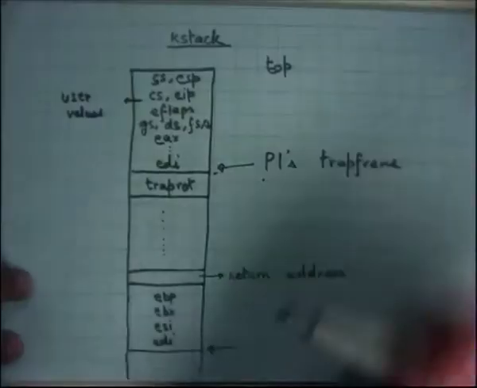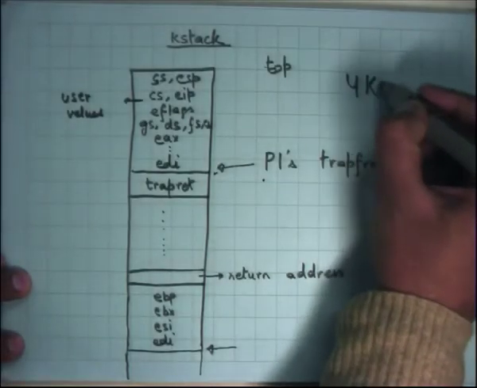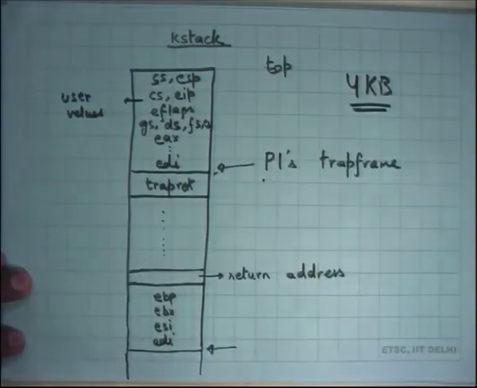You have also limited the maximum call chain, and from that you can estimate the maximum size of stack that you need. In xv6, you just allocate 1 page for the kernel stack, 4 KB.